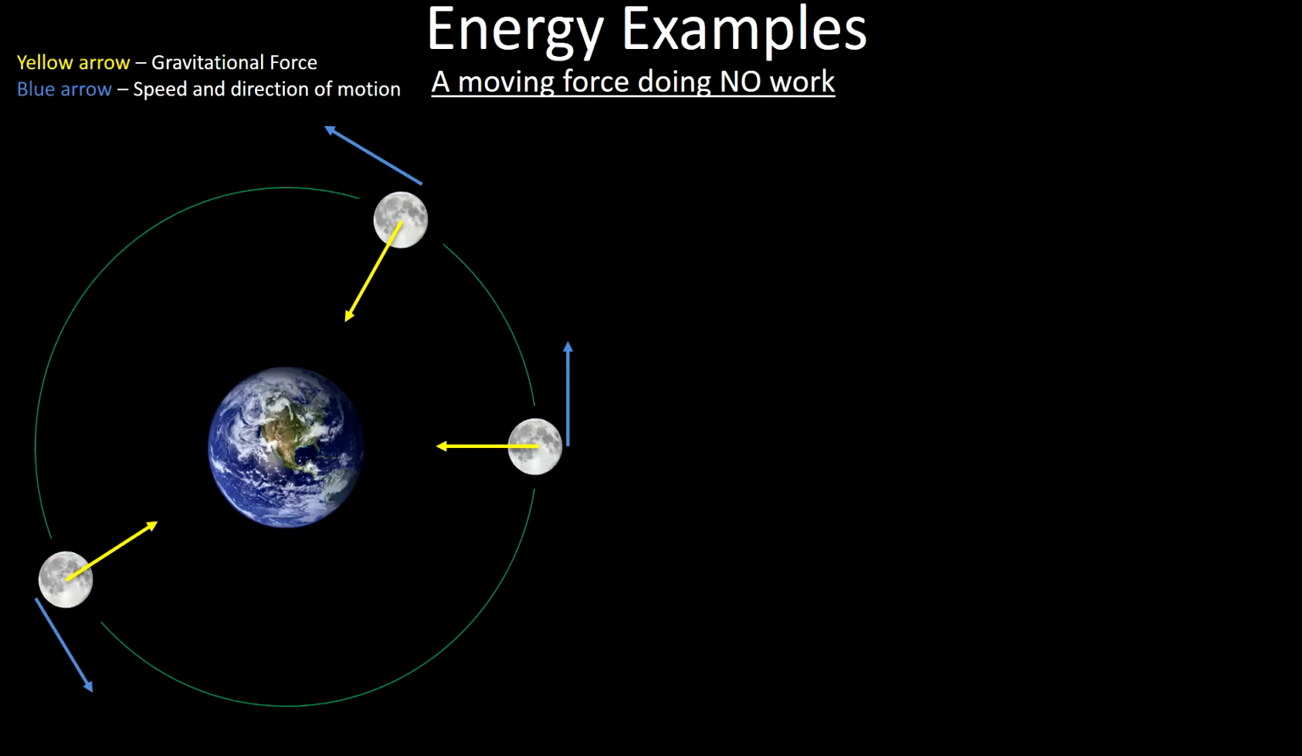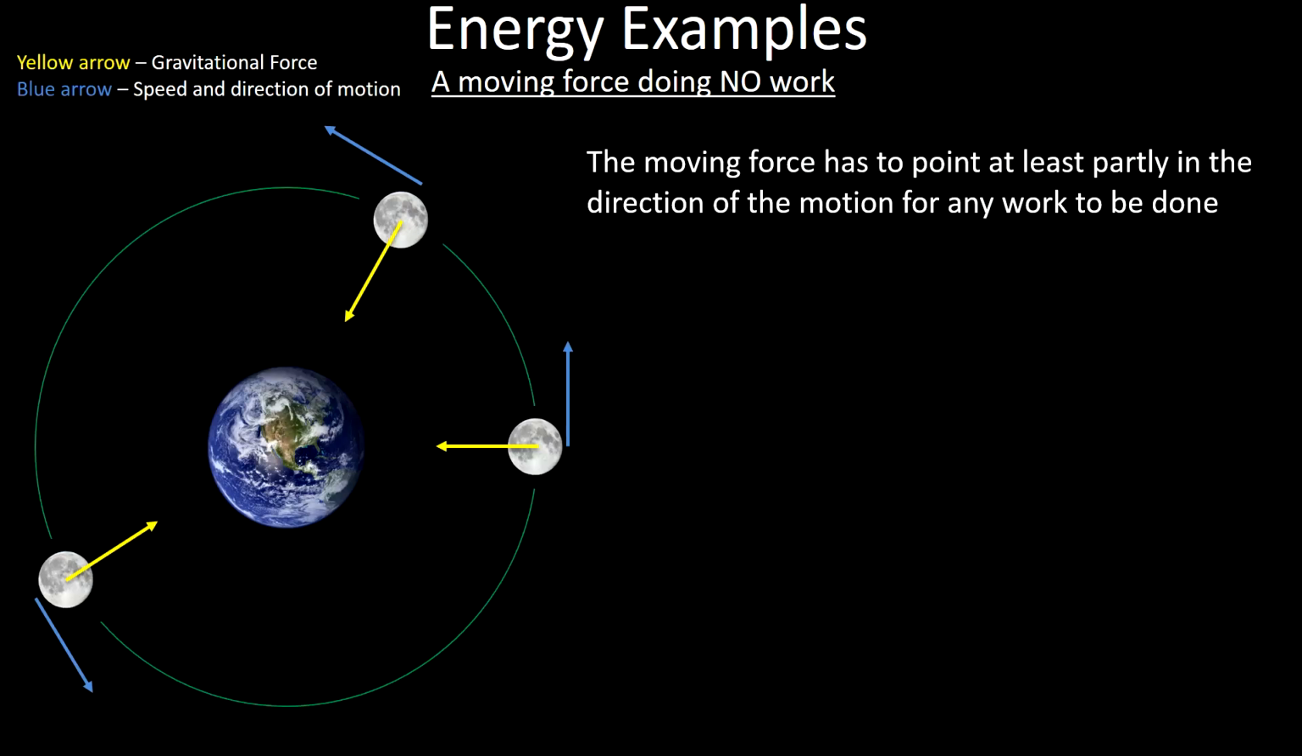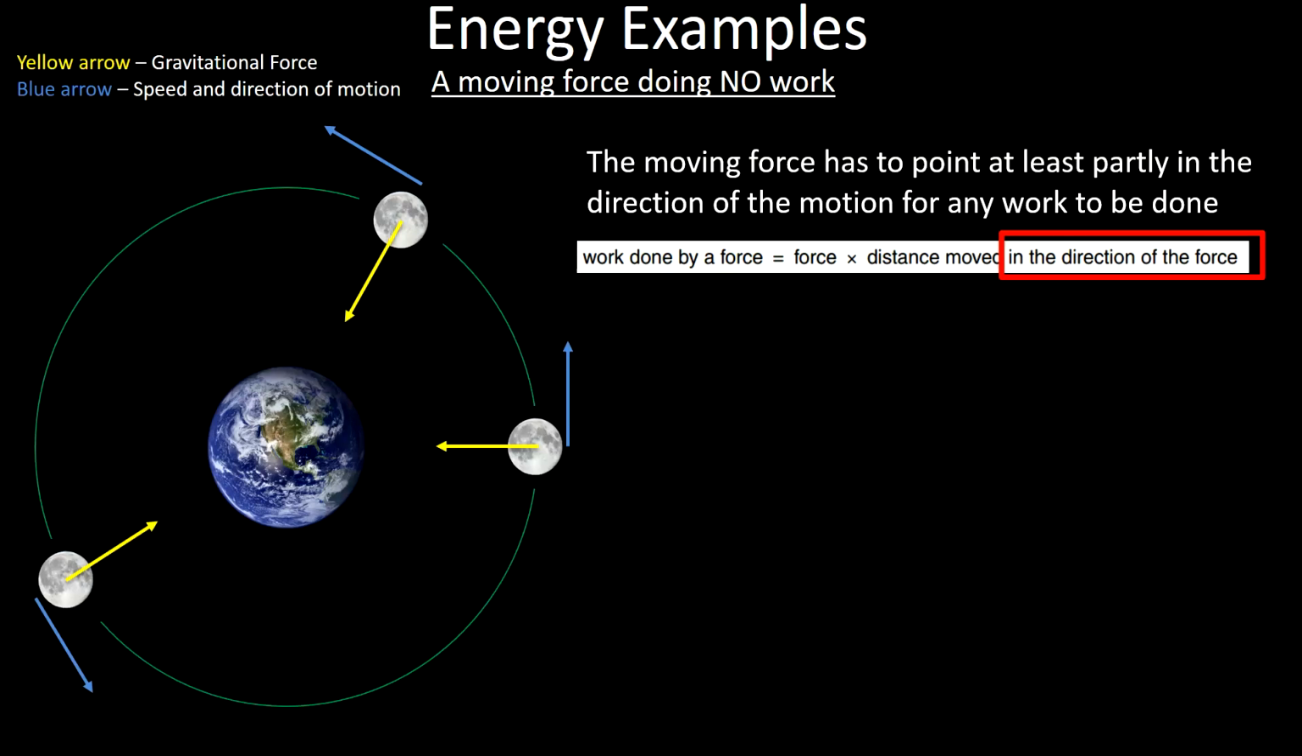Okay, some more interesting examples now. We'll go back to our picture of the moon orbiting around the Earth, which we looked at when we looked at the resultant force. So this is an example of a moving force doing no work. And this relies upon a subtlety about the definition of work done that's in the formula sheet, and it's boxed in red here. The work done by a force is the force multiplied by the distance moved in the direction of the force.